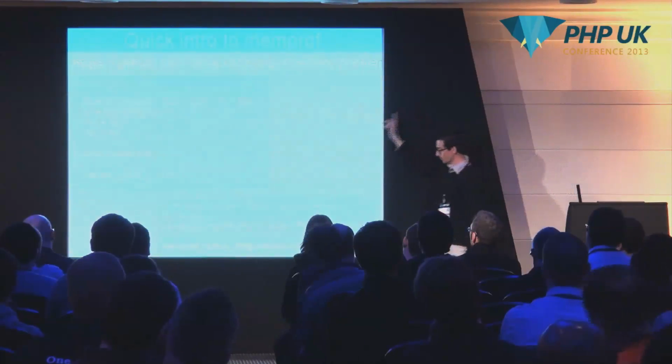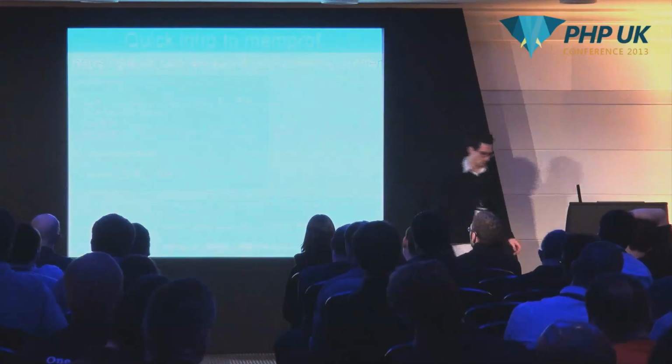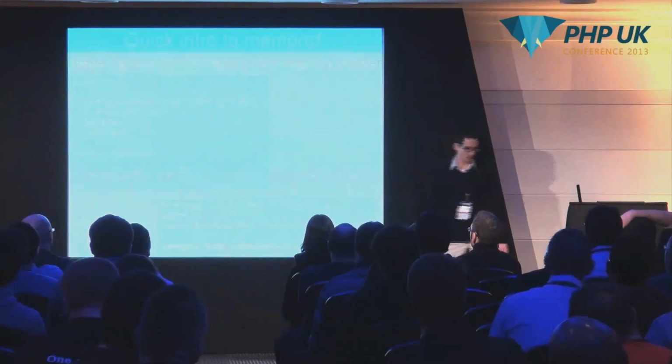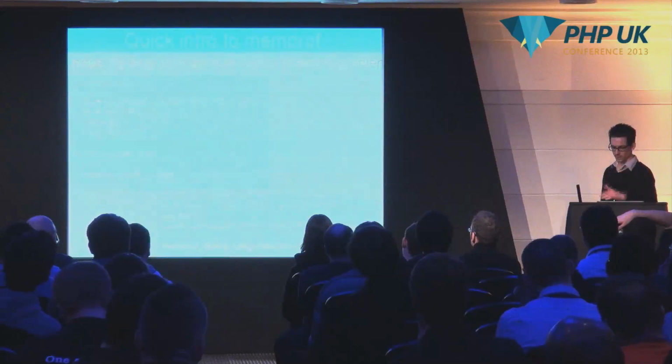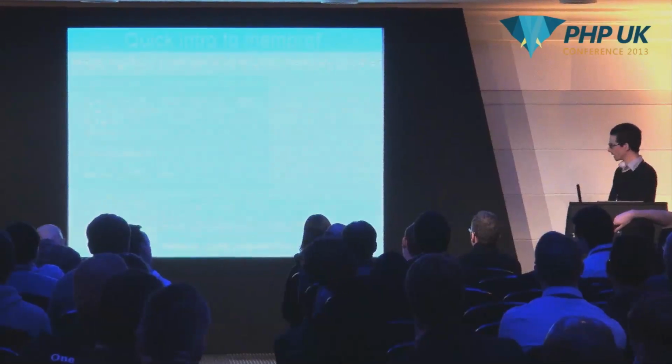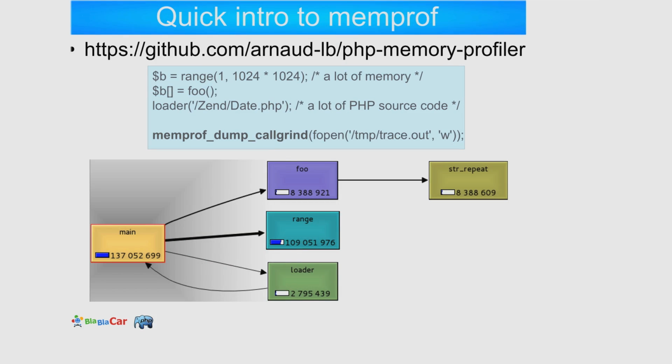Using memprof, you have a function called memprof_dump_callgrind, which is added to PHP when you load the extension. It will put a trace into a file. And this trace you can open with KCachegrind, like you do for Xdebug, or you can use the Google profiler tools as well. This is the size of memory allocated in megabytes: 8 megabytes, 109 megabytes, 2 megabytes for the loader, and foo has called str_repeat, and str_repeat has allocated 8 megabytes. This is what we saw in the last script.